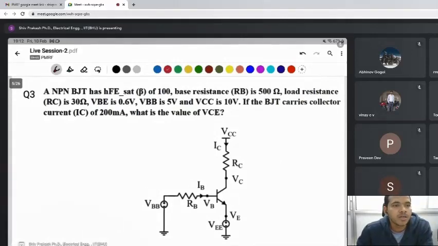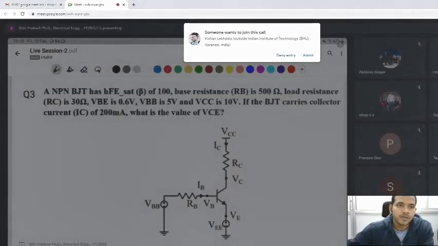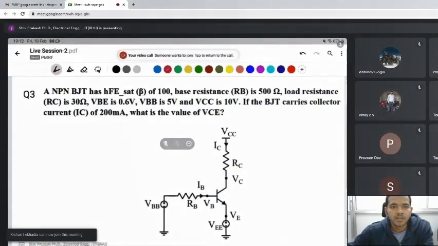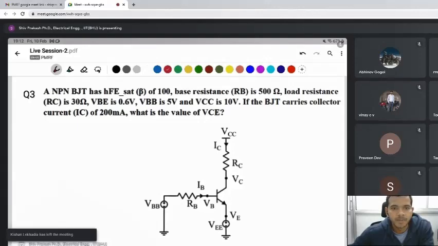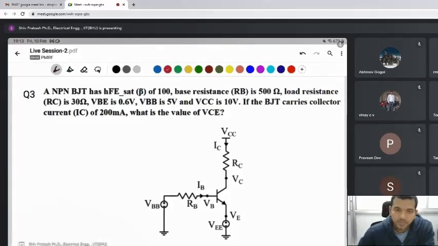Next question is given like this: an NPN BJT where beta is given 100, base resistance is given 500 ohm, load resistance RC is 30 ohm, VBE is 0.6, VBB is 5 volt, and VCC is given 10 volt. The BJT carries a collector current IC of 200 milliampere. In the same question, I added the VEE here. You are asked about the VCE. VCE means this voltage.